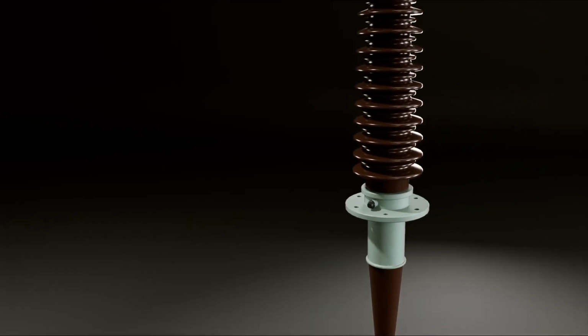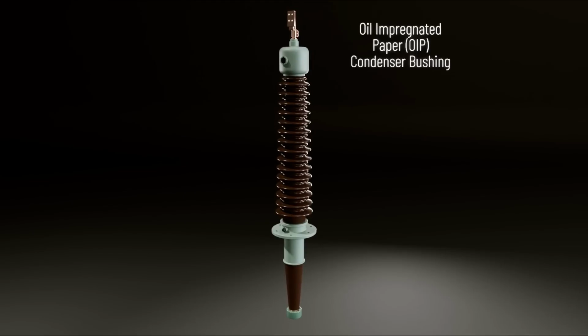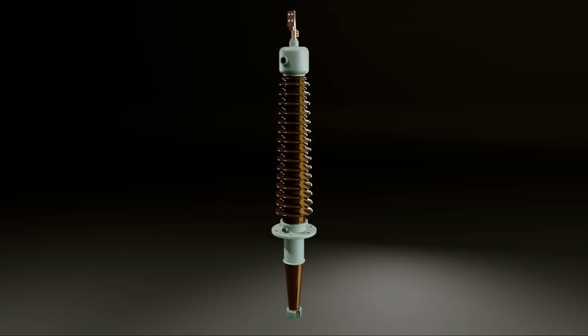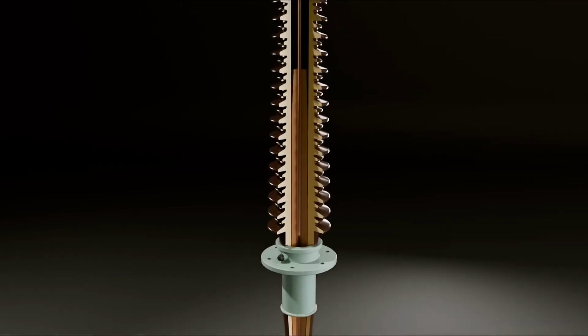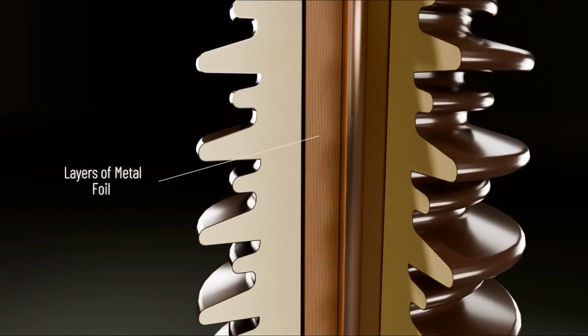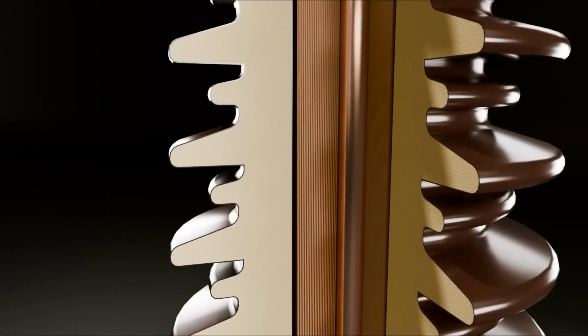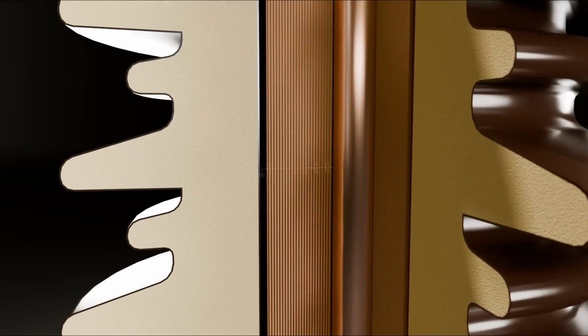For the high-voltage side, oil-impregnated or resin-impregnated condenser bushings are used, as they are designed to withstand higher voltages. A condenser bushing consists of a central conductor surrounded by a condenser and a porcelain insulator. The condenser is made up of layers of metal foil and insulation paper impregnated with oil or resin. This arrangement acts like numerous capacitors connected in series. This configuration ensures a uniform distribution of voltage within the bushing.